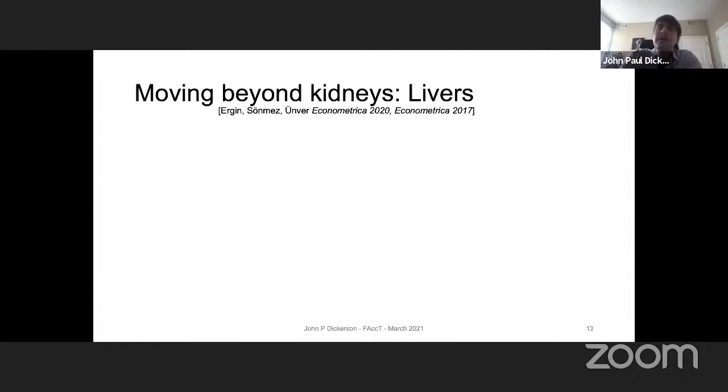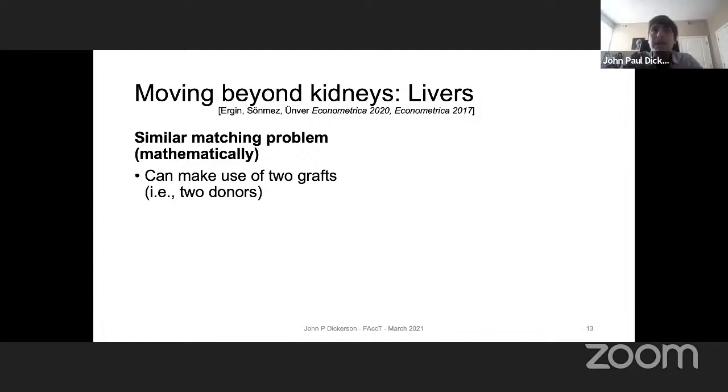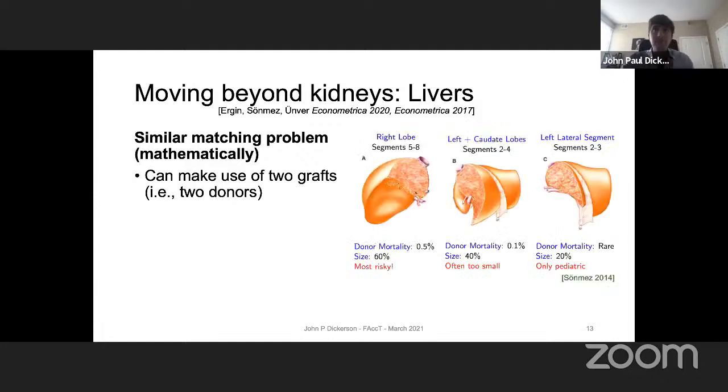Well, here's an idea. Kidney exchanges are ubiquitous at this point because the waiting list for kidneys is so long. There's a lot of demand, there's a lot of supply. It's a reasonably low risk operation. It's well understood and so on. But there's no reason why one couldn't make an exchange for other organs, for example, like a liver. It's a similar matching problem, actually, mathematically at least. There are some nuances from the medical point of view. For example, I could actually use 2 donors if I needed to. And there are different risk profiles for different parts of the liver. Not really important for the scope of this talk.